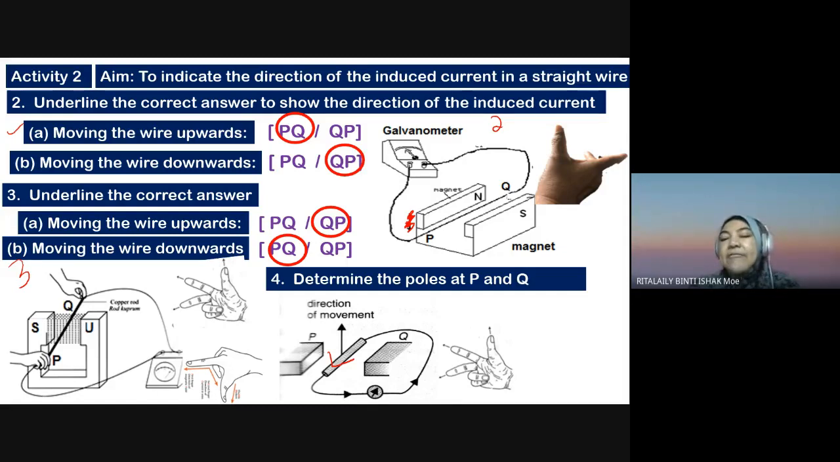For number four, we know the direction of current and the direction of motion. We just don't know the polarity of the magnet. Most of you said that P is south and Q is north. Using the Fleming left-hand rule, following the direction of motion, our thumb points upward and our middle finger points towards us. So our index finger is pointing to P. Therefore, P is south and Q is north. Very good.